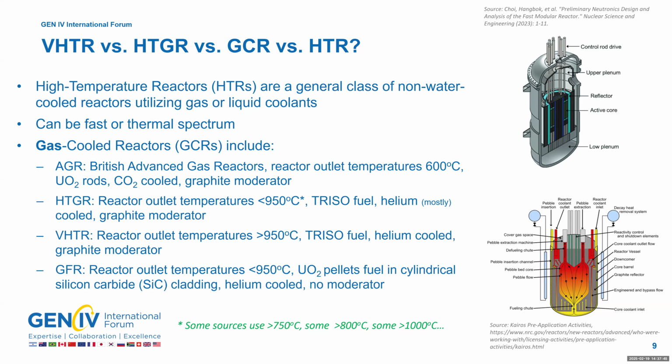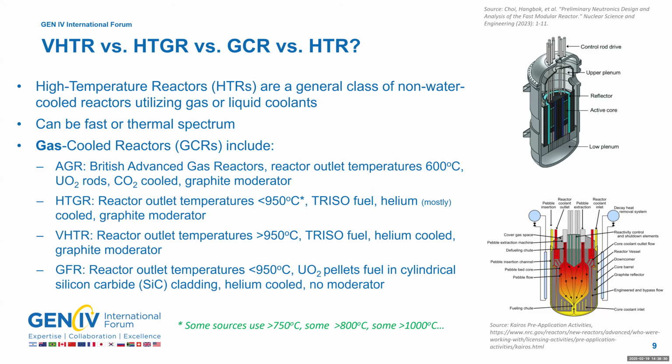The British advanced gas reactors, the so-called HTRs, had a lower temperature, around 600 degrees Celsius. And of course, it wasn't TRISO filled. UO2 rods, CO2 cooled, and it had the graphite moderator. High-temperature gas-cooled reactor, HTGR, we usually these days refer to them with outlet temperatures, let's say, below 950, but I add that little star there because depending on who you talk to and what you read, some say above 750, some say above 900, some say above 1,000. But since both the Japanese reactor and some of the German test reactors operated at 950, let's draw a line at 950 for this discussion.